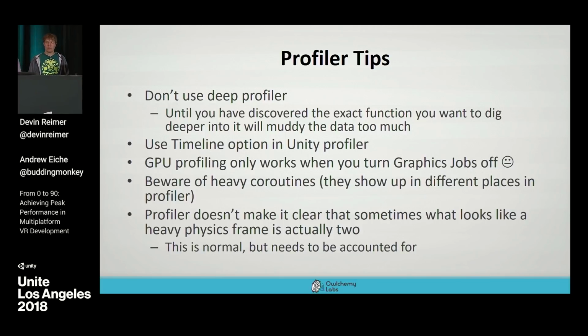And lastly, the profiler doesn't make it as visually obvious as I would like. When you have what looks like a heavy physics frame, it might be multiple physics frames. Just take a look at how many calls are being made so you're not accidentally freaking out that something is going wrong in your physics. It might be just multiple physics frames at that time, which is totally fine, but it just needs to be accounted for.